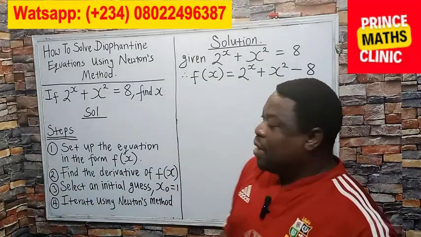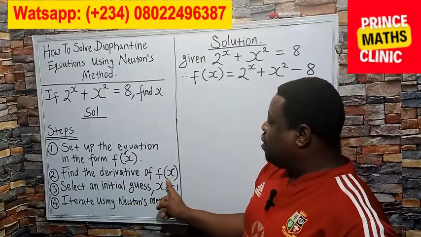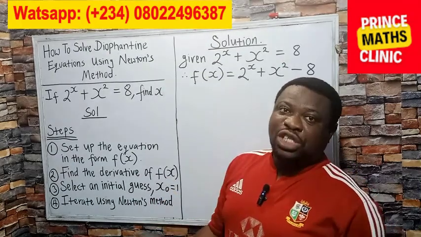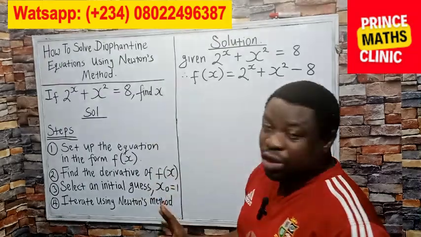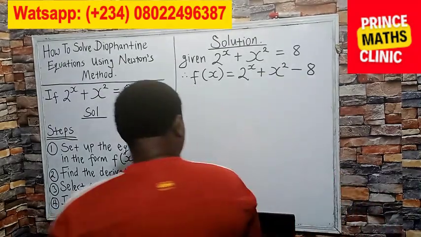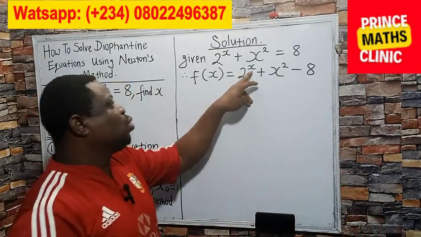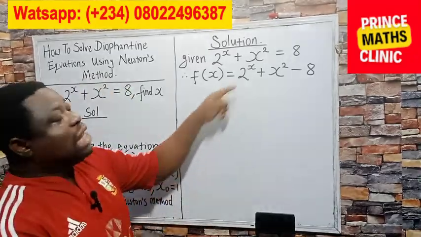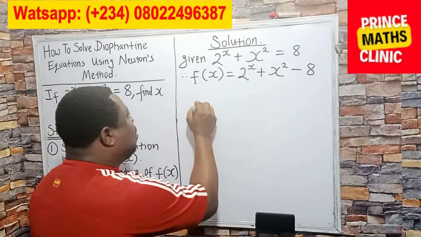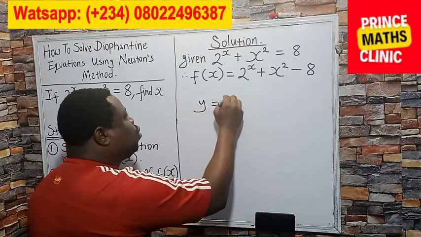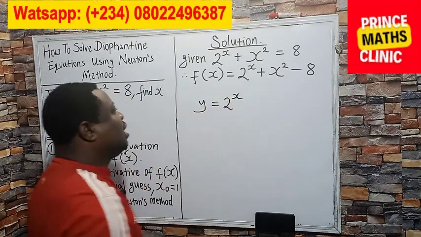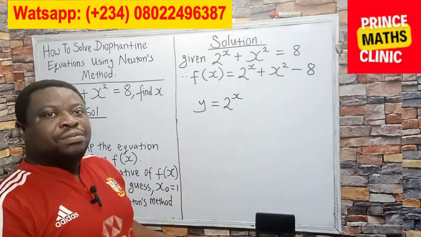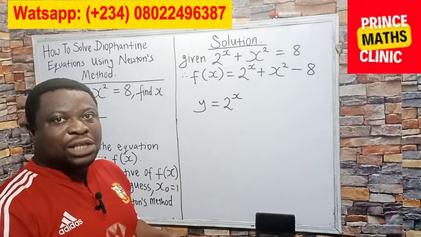The second step now is to find the derivative of f of x. Finding the derivative means to differentiate. That's what it means. So, I want to differentiate 2 to the power of x. I will do it separately here. Watch. Now, I want to assume that my y is equal to 2 to the power of x, and I want to differentiate this. So, watch how I'm going to achieve this.